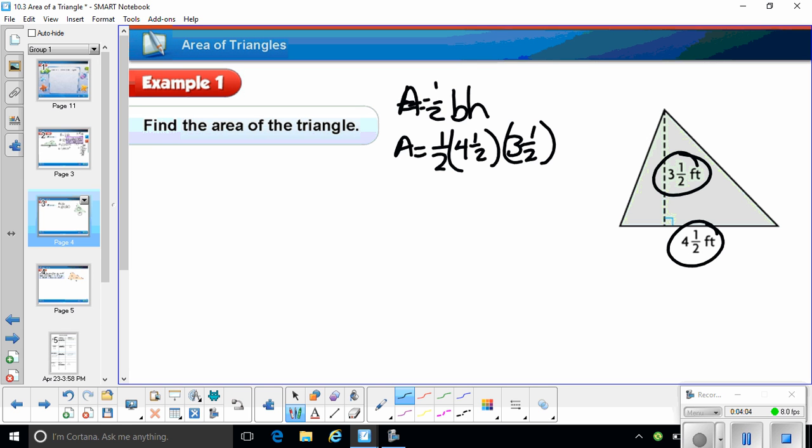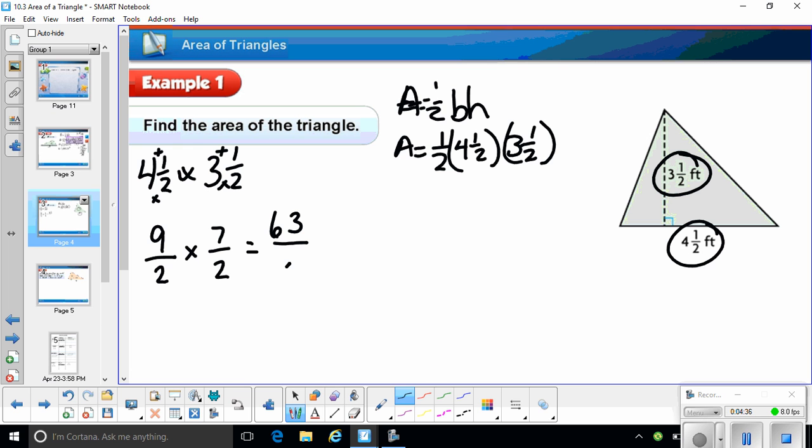The first thing I'm going to multiply is the base and the height. And so off to the side, I have my doodle math that I'm going to use. I need to change these into improper fractions in order to multiply them. And so this becomes 9/2, and this becomes 7/2. 9 times 7 is 63. 2 times 2 is 4. So now I'm going to go back and add this to my equation. So 1/2 times 63/4.